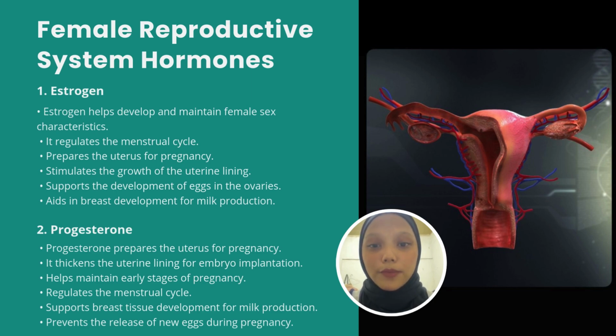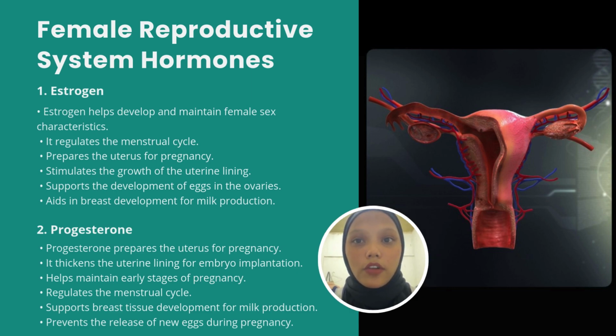There are two types of hormones, estrogen and progesterone. Estrogen helps develop and maintain female sex characteristics. Estrogen regulates the menstrual cycle. It also prepares the uterus for pregnancy. Estrogen stimulates the growth of the uterine lining. It helps with the development of eggs in the ovaries. Estrogen also supports breast development for milk production.